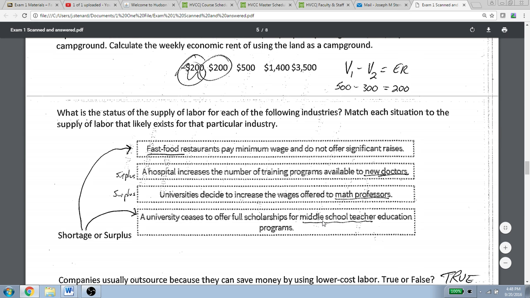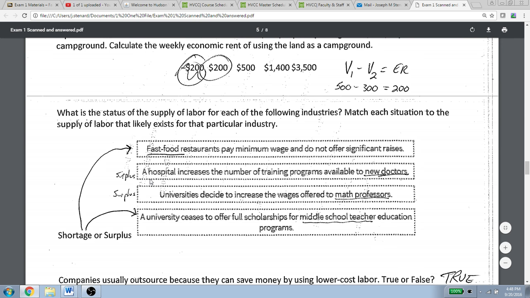That means there'll be fewer middle school teachers, and there'll be a shortage of middle school teachers due to this change in policy at the university. On the other hand, a surplus of labor, well, there'll be excess people for the number of jobs.